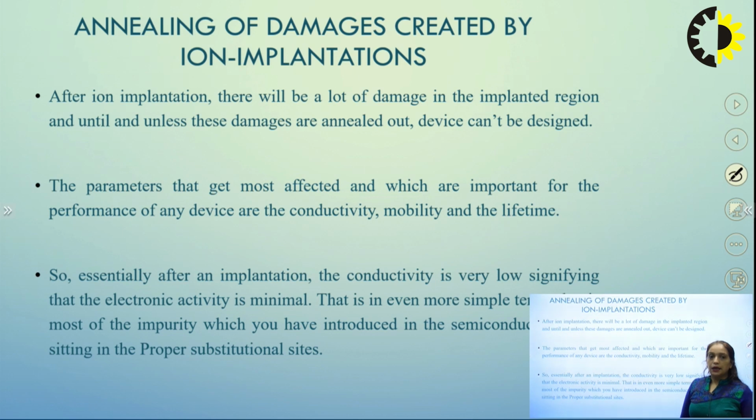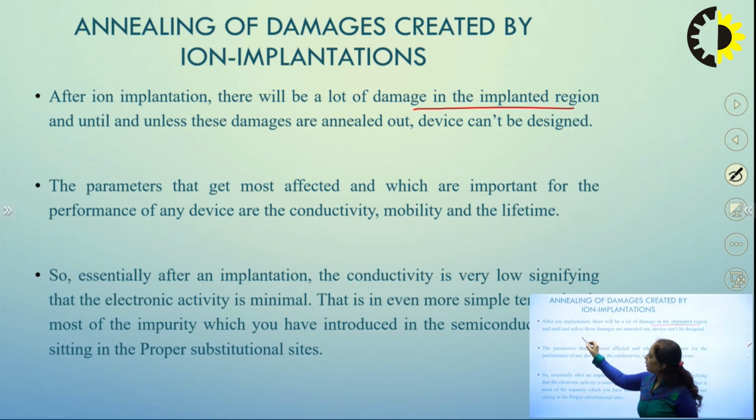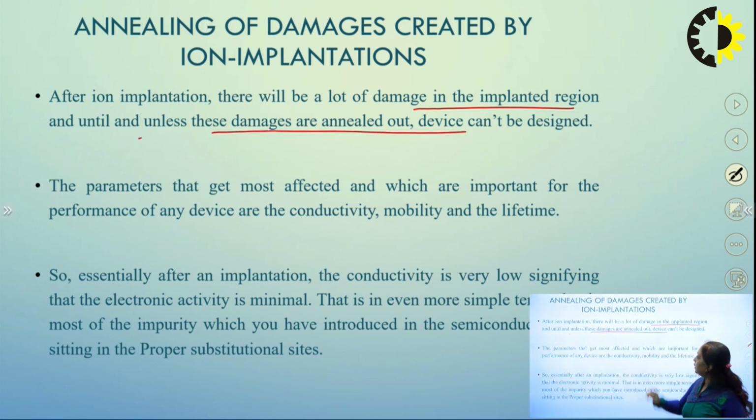So what basically is annealing? Annealing of damages created by the ion implantation. When we do the ion implantation, the surface of the wafer will be damaged, right? And it is also possible that the masks which are used to provide protection are also diffused with the dopant gases. So after ion implantation, there will be a lot of damage in the implanted region, and until these damages are annealed out, your devices cannot be designed.